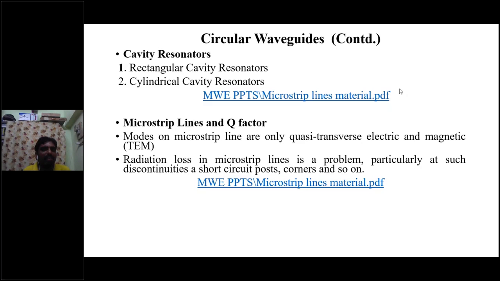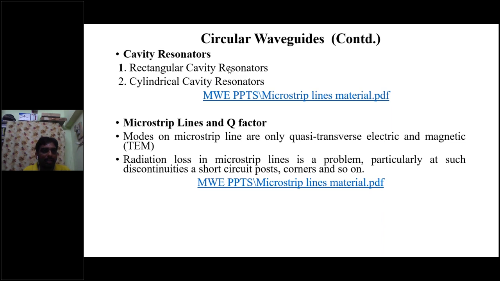The questions in our examination according to the second unit are from the next topic, cavity resonators. And cavity resonators are just an extension of your waveguides. In our waveguides we are using two coordinates only, in the form of our expression sine m pi by a into x, sine n pi by b into y.